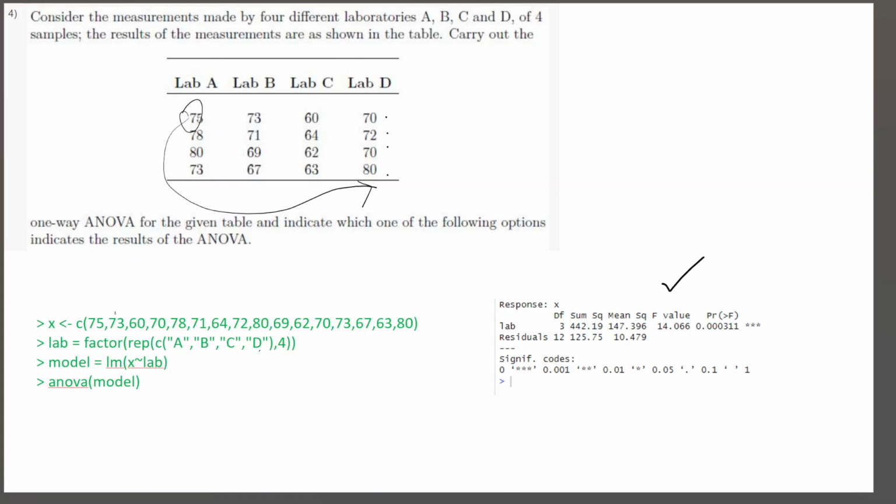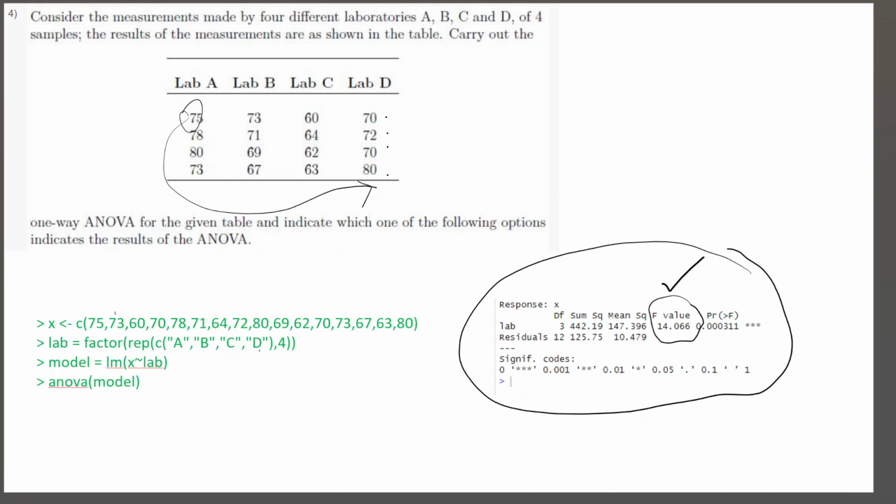So now it will check the ANOVA of model. We get a result like this. In this we get the F value. We get the mean square values, whatever we have calculated, we will get it directly. Residuals also we will get. Residuals means errors, whatever errors we have calculated within the treatment. So that also we will get.